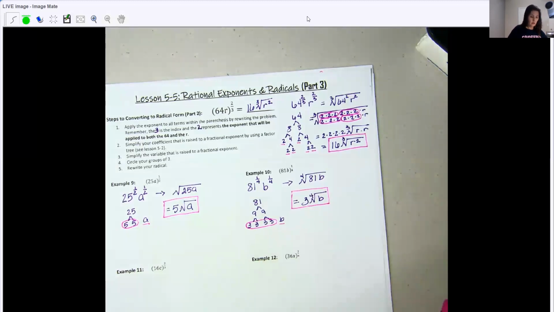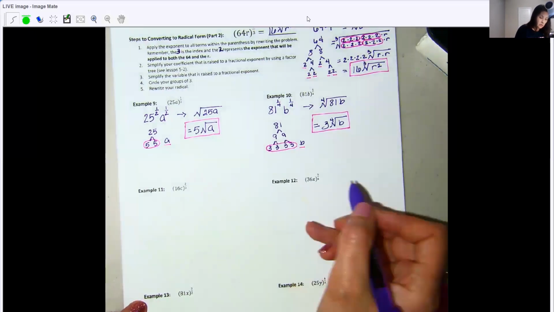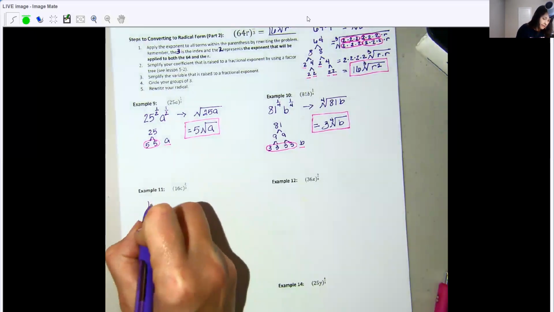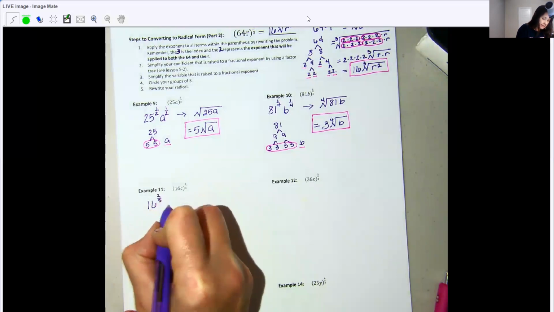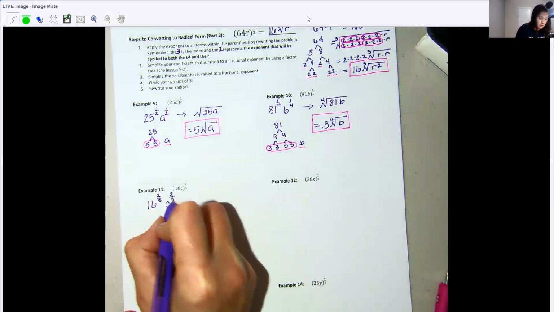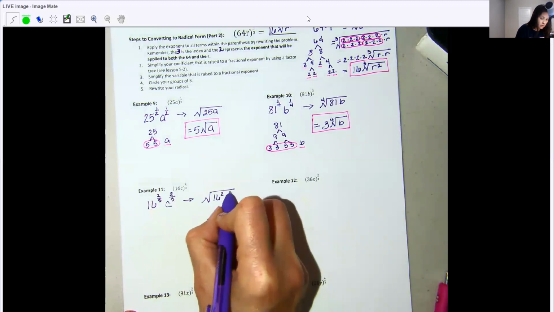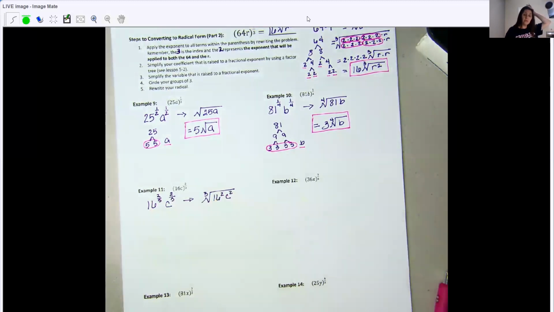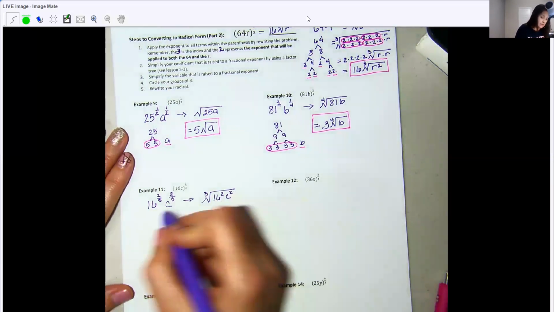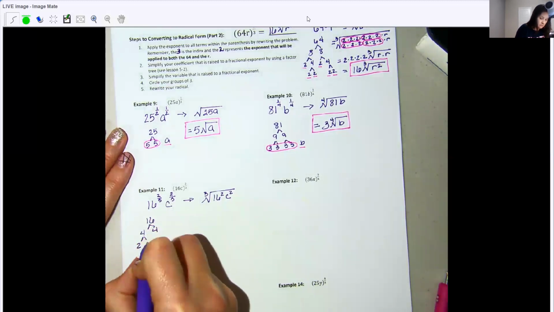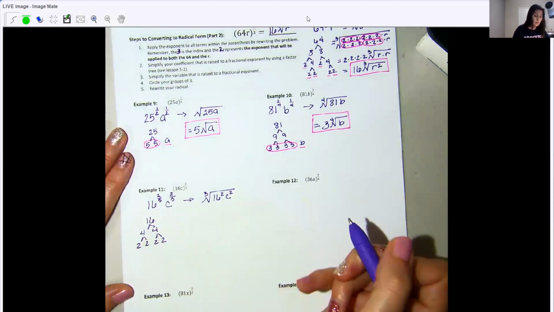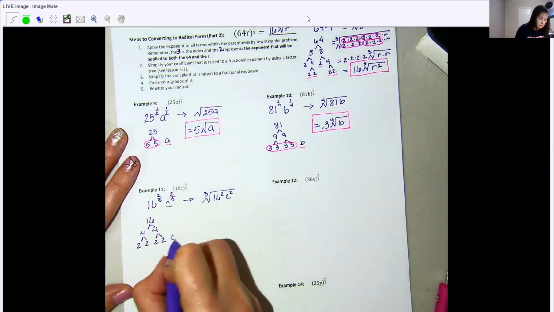Okay. All right, let's go ahead and go down to example 11, 12. So we have 16 to the power of 2/3 and c to the power of 2/3. And we can rewrite that as 16 squared c squared with an index of 3. So now we're finding groups of 3. So I'm going to use a factor tree to factor out my coefficient of 16. And I get, okay, so, and then we have 2 c's.